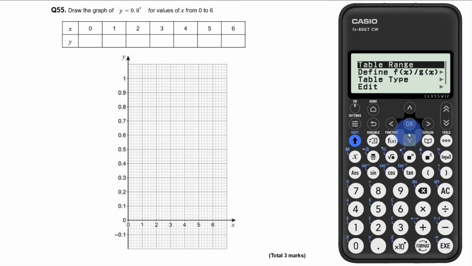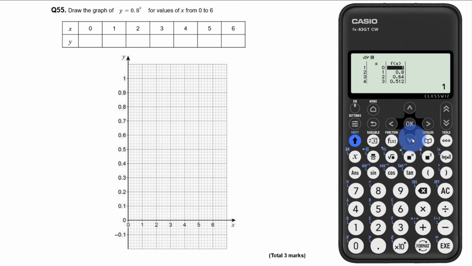I need to find the f of x column now, so I'm going to press the tools button again, go down to define f of x, g of x, select f of x and type in the function 0.8 to the power of x. This is what we call an exponential function. Let it work out the values for me, and then I'm going to write these in. I'm just going to round them off to 2 decimal places if they go larger than that, because we're not going to get anything more accurate than that on my graph.